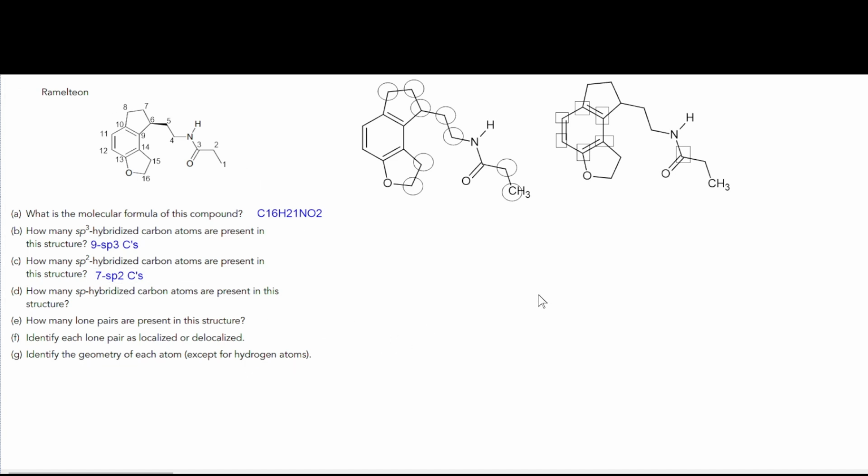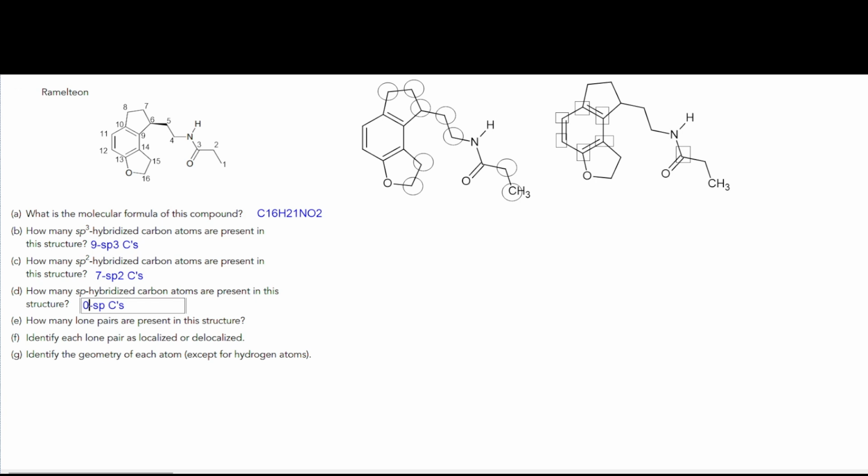How many sp hybridized carbons? sp hybridized carbons are carbons which form a triple bond. We don't have any triple bonded carbon here, so definitely there is no sp hybridized carbon. So I'll say 0 sp hybridized carbons.